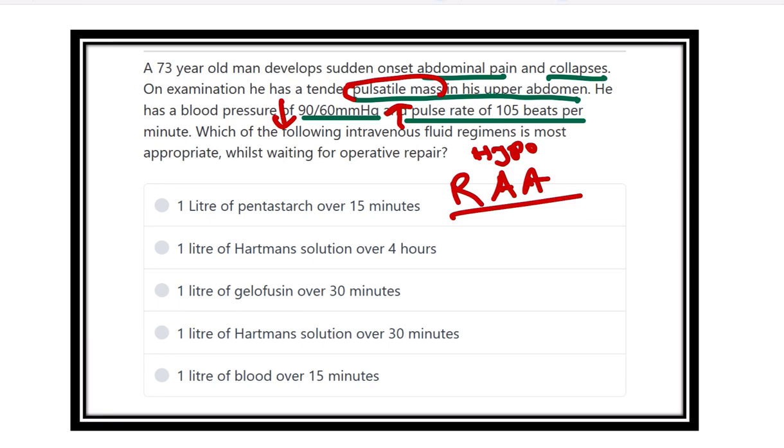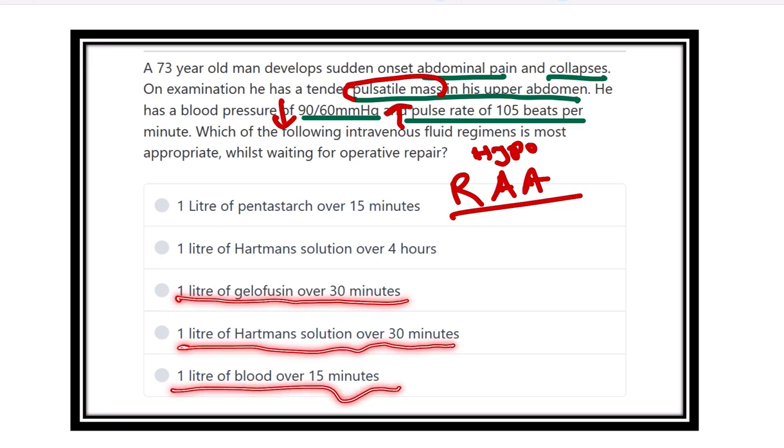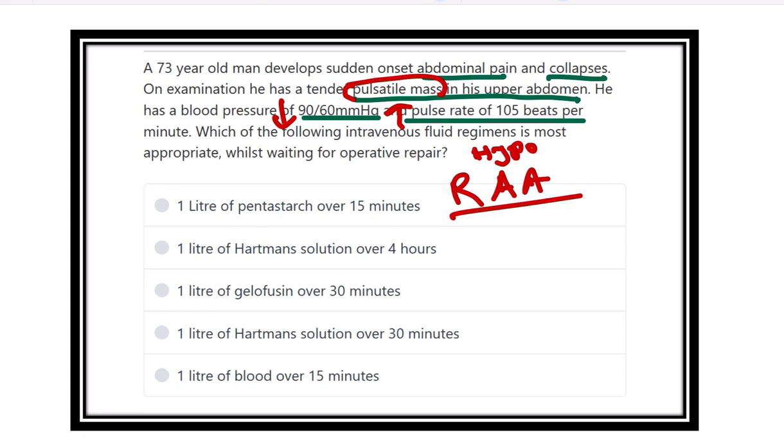So here the options are 1 liter of Pentastarch over 15 minutes, 1 liter of Hartmann's solution over 4 hours, 1 liter of Gelofusine over 30 minutes, 1 liter of Hartmann's solution over 30 minutes, and 1 liter of blood over 15 minutes. It is very clear that all are 1 liter, so we should choose the longest duration.